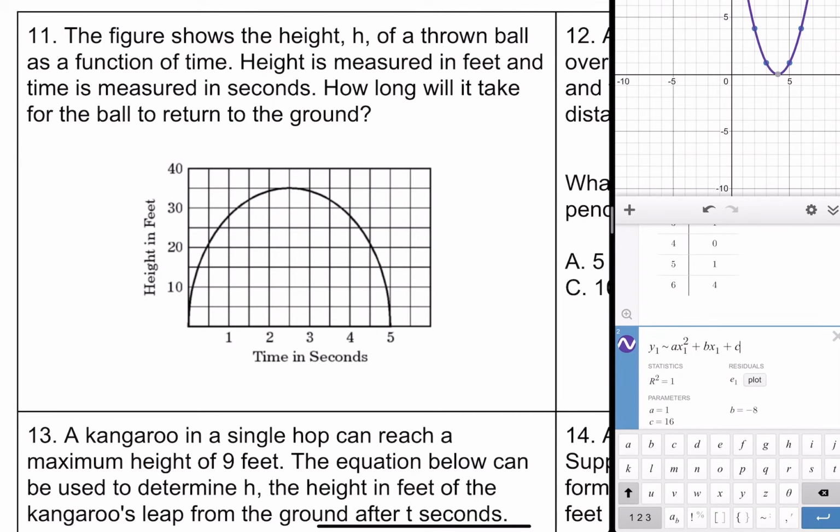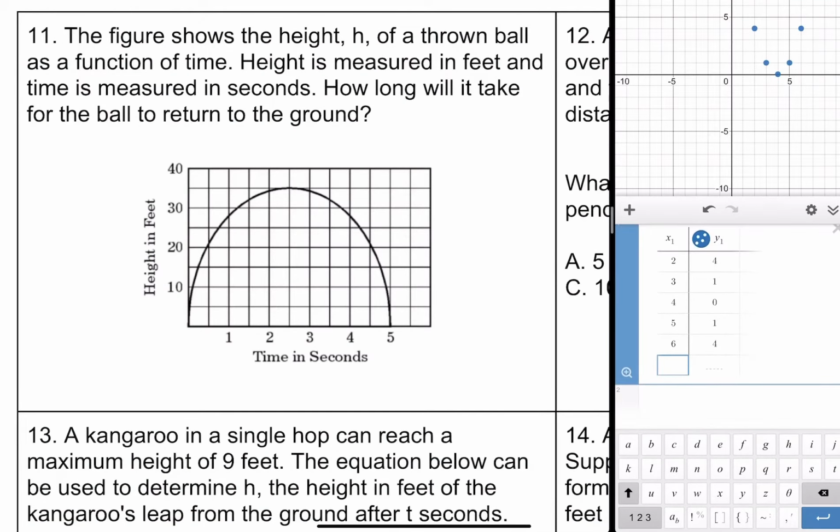If you missed number 11, let's go over that one. The figure shows the height of a thrown ball as a function of time. So we have time and height, in seconds and feet. Height is measured in feet, time is measured in seconds. How long will it take for the ball to return to the ground?